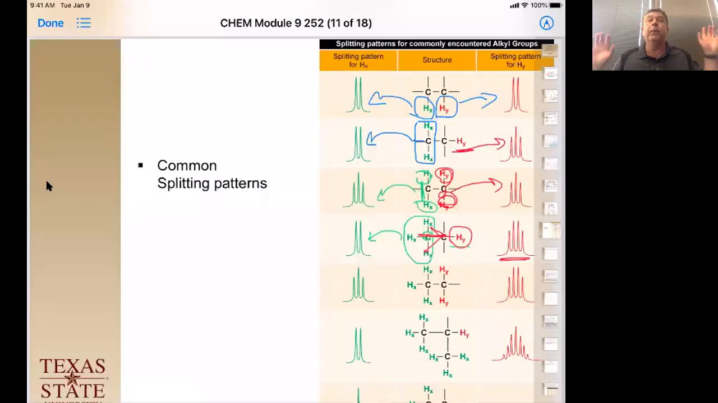Okay, so what we're going to do is finish out chapter 9 today, and then we're going to start on chapter 10, which is radicals. Okay, so we do have a group activity.